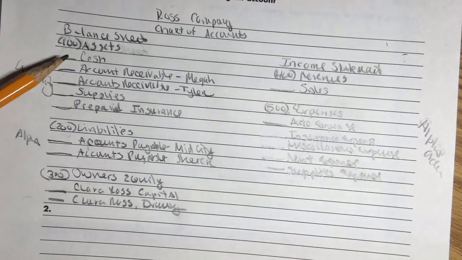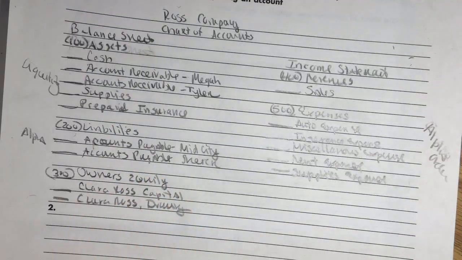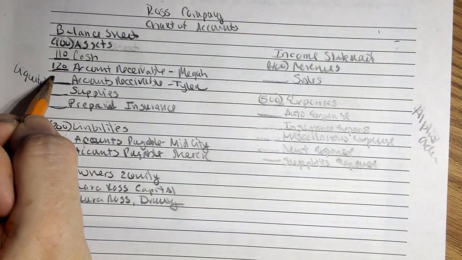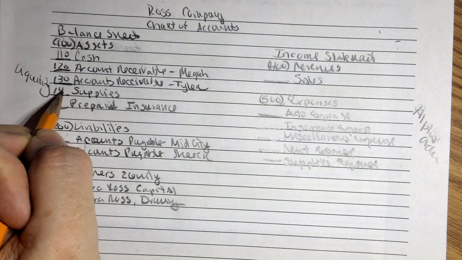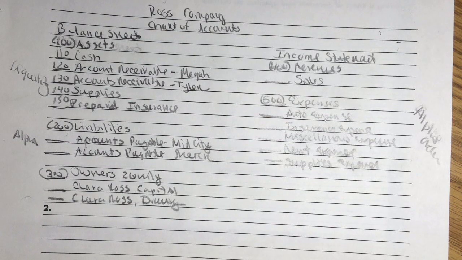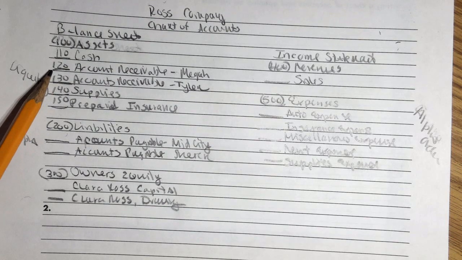So cash, we're always going to do this by tens. So cash is 110. Accounts receivable is going to be 120, 130, 140, 150, okay? So if in the future I decided, you know what, I want to add another accounts receivable account because Courtney owes me money and I need to keep track of that, I'm going to now have 125 accounts receivable Courtney. Like I'm going to have room in there to put another account in.